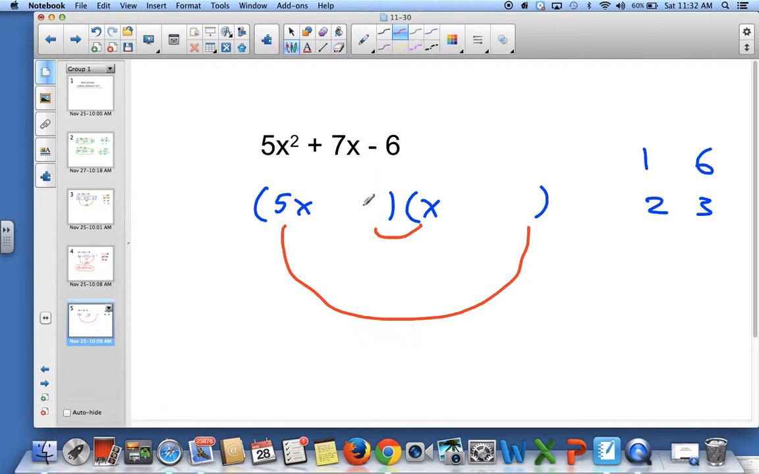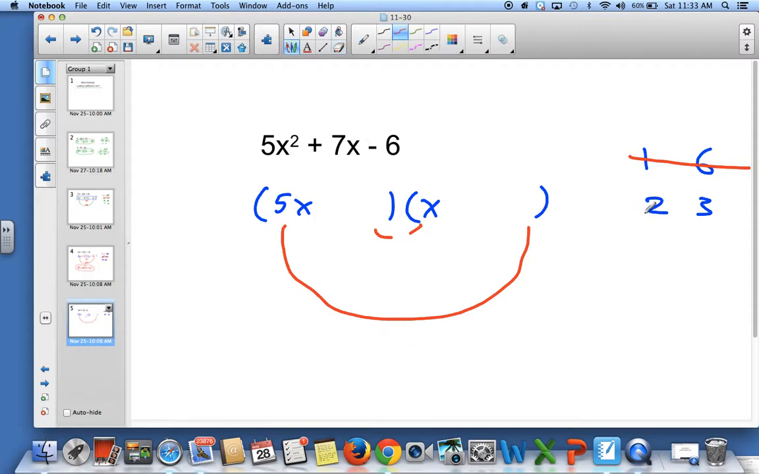So now when we switch them, we put the 6 here and the 1 here. This is 5x and this is 6x. Do they subtract to get 7? And the answer is no, they don't. So this one is out. It's not 1 and 6. We figured that out. Then we go to the next one.